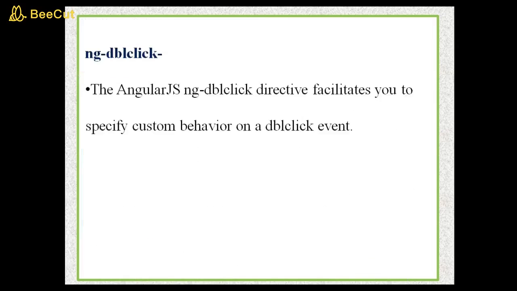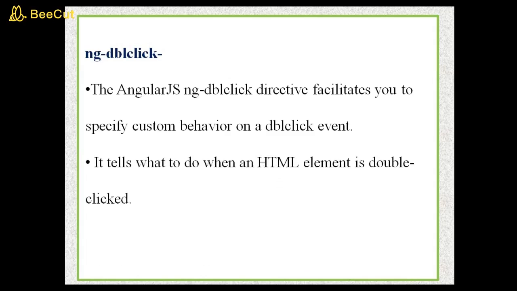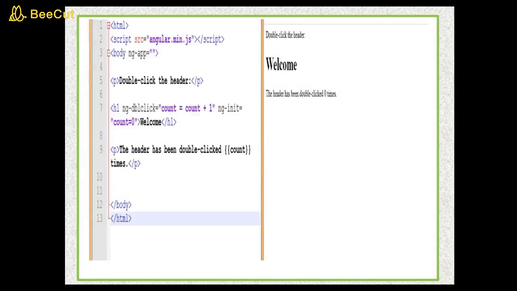ng-dblclick. The AngularJS ng-dblclick directive facilitates you to specify custom behavior on a double click event. It tells what to do when an HTML element is double clicked. Element ng-dblclick equal to expression. Element starts here, element closes here.